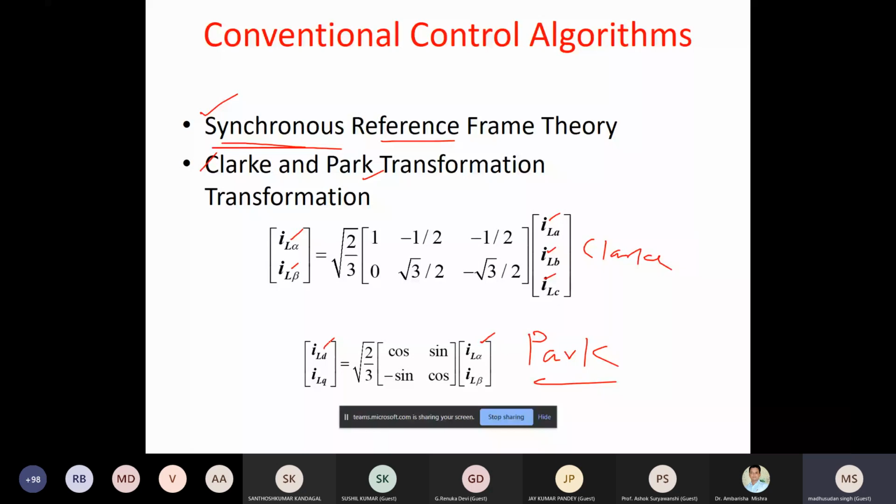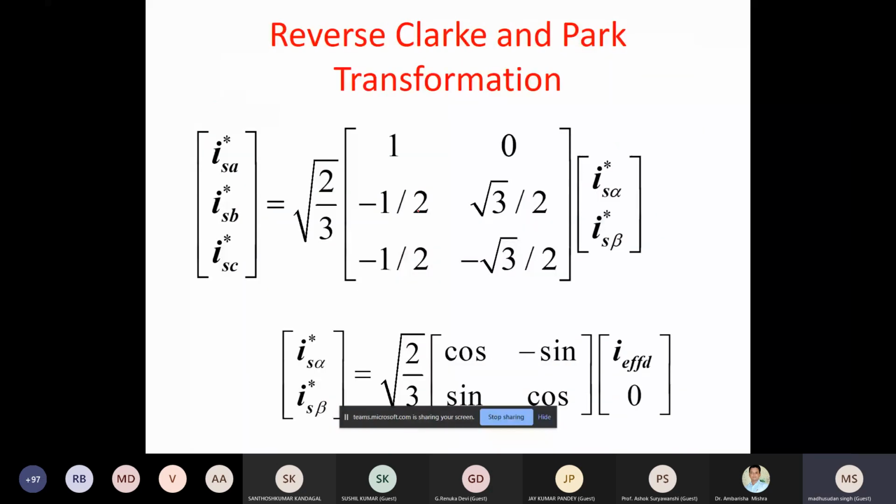is called synchronous reference frame theory. So this mathematics, what we used to call transformation matrices, can be used to implement this SRF theory, and I hope those who are interested might be using these standard relations for these conversions, right? Again, if you have a two-phase, you can convert into three-phase, right? This is called reverse Clarke. So three-phase converted to two-phase is called forward Clarke, and two-phase converted to three-phase is called reverse Clarke. Similarly, there is a reverse Park also.